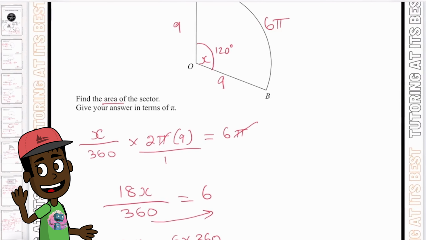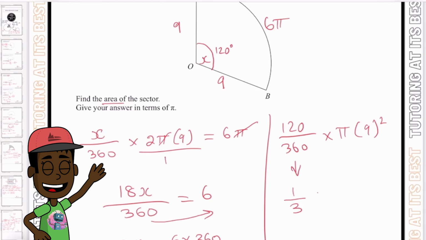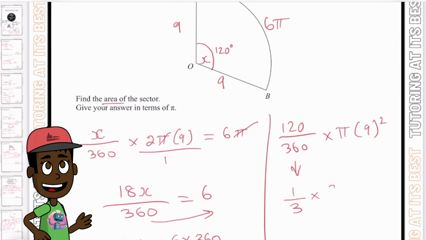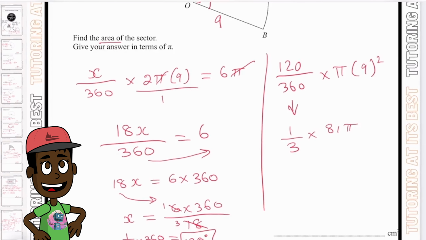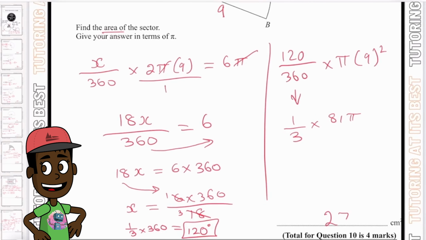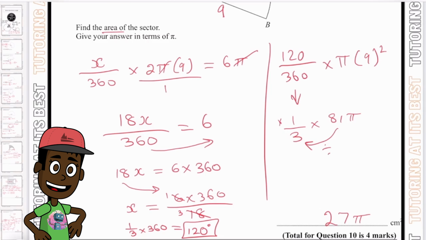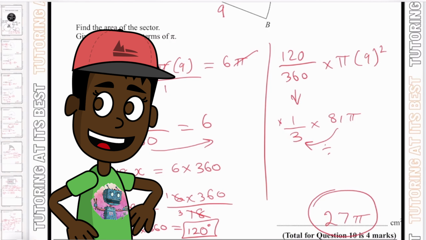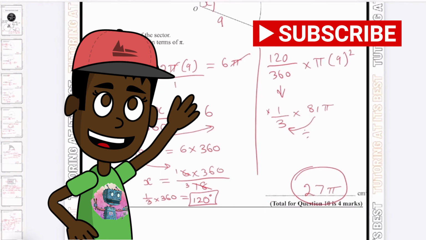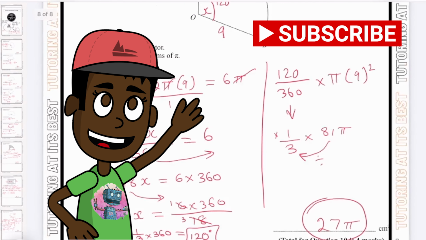So now if we enter this into the calculator, again, we can simplify 120 over 360 to 1 over 3, and we can multiply that by 81 pi, and then 1/3 of 81 is 27, and that is our answer, 27 pi. So again, remember, we divide by the denominator and times by the numerator, and that is our answer, 27 pi. Marvelous. And that there brings us to the end of our session.